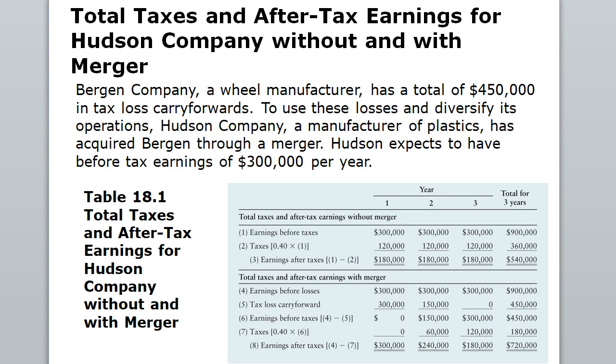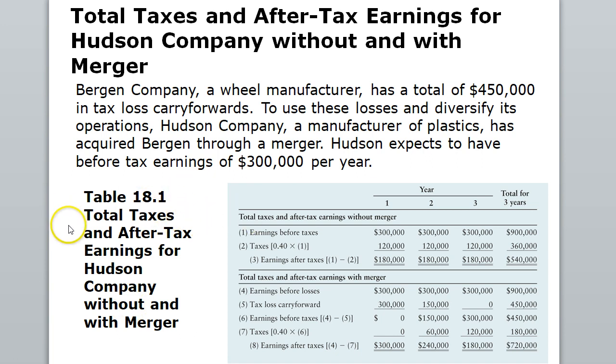Okay, so let's look at total taxes and after-tax earnings for Hudson Company without and with the merger. So we're going to look at this example. The Bergen Company is a wheel manufacturer, has a total of $450,000 in tax loss carryforwards. To use these losses and diversify its operation, Hudson Company, a manufacturer of plastics, has acquired Bergen through a merger. Hudson expects to have before-tax earnings of $300,000 this year.